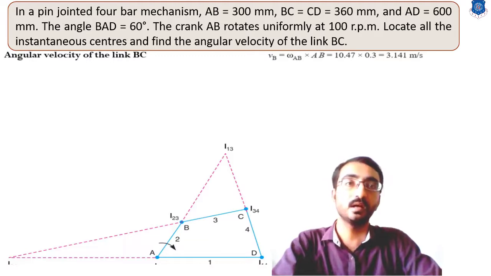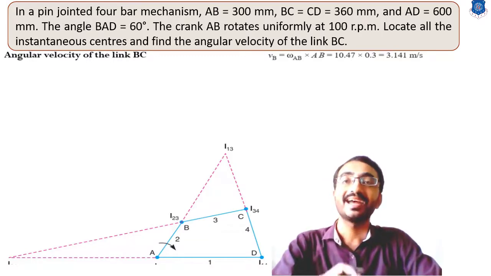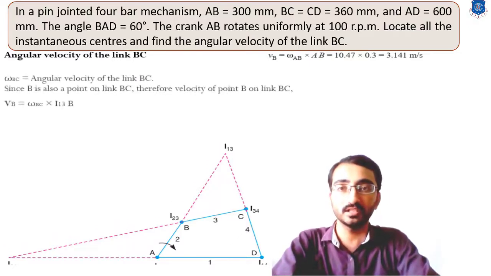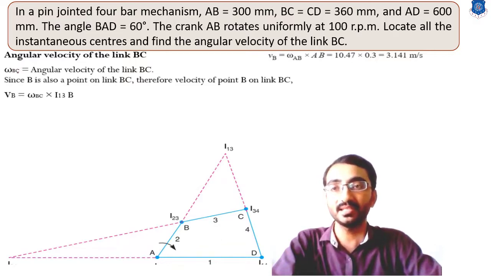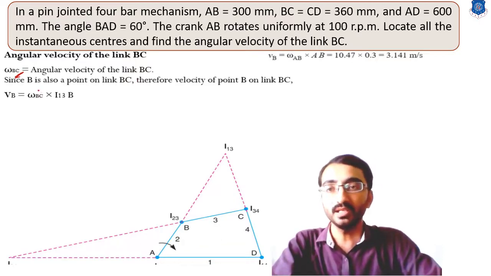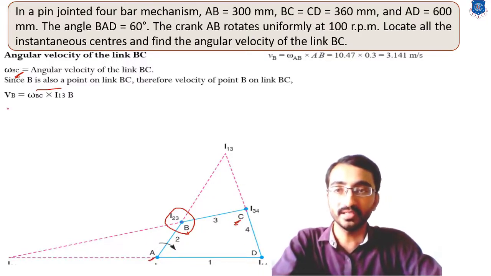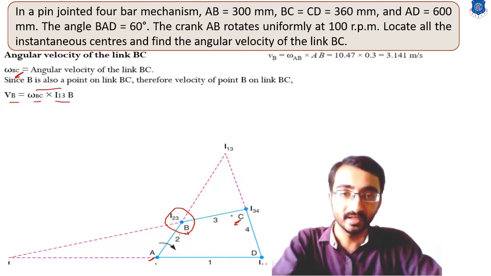First, in this numerical we have to locate all the instantaneous centers, and second, find the angular velocity of link BC. For the angular velocity of link BC, we can say omega BC is equal to the angular velocity. Now B is making contact with point C. So for omega BC, we can say it is connected with C as well as with link A. So the velocity of point B, VB, is equal to omega BC into I13B. If we consider it connected with respect to this point, then it is the I13B distance.